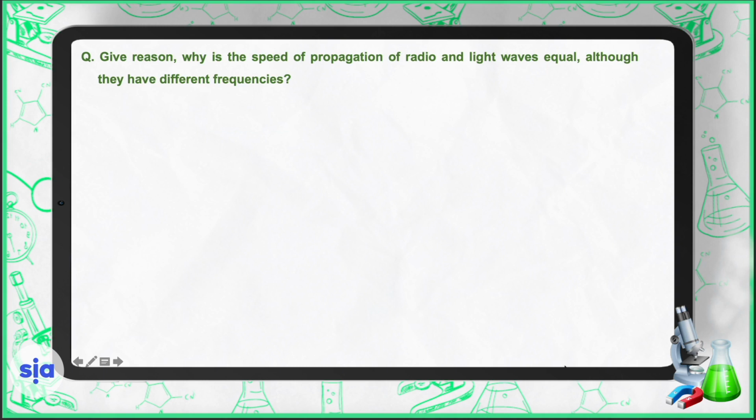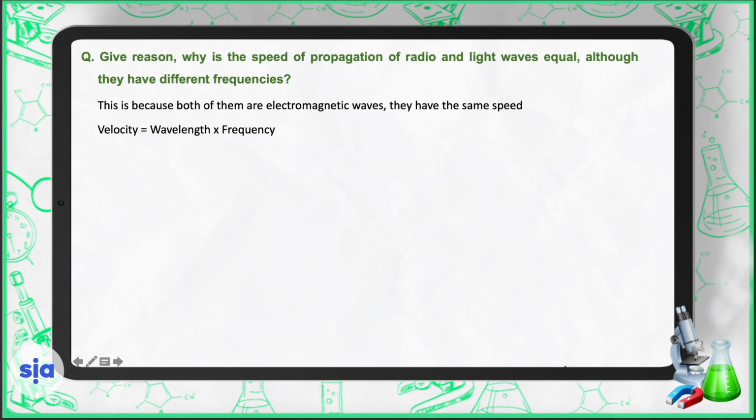Can you give a reason why the speed of propagation of radio and light waves is equal, although they have different frequencies? This is because both of them are electromagnetic waves, and all examples of electromagnetic waves have the same speed. Velocity equals wavelength times frequency. Multiplying the frequency and the wavelength will give a constant velocity, which is equal to 3 times 10 to the power 8 meters per second. This is the speed of light.